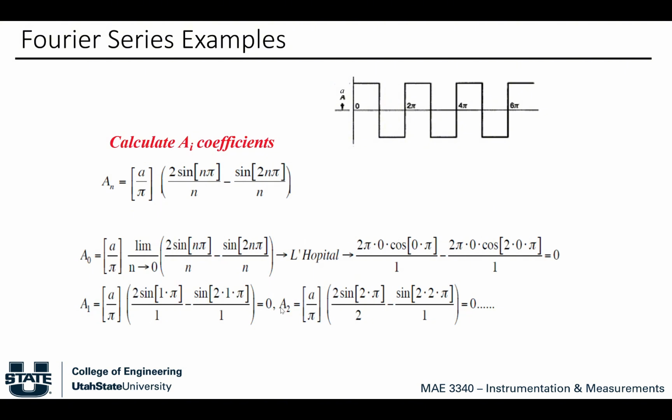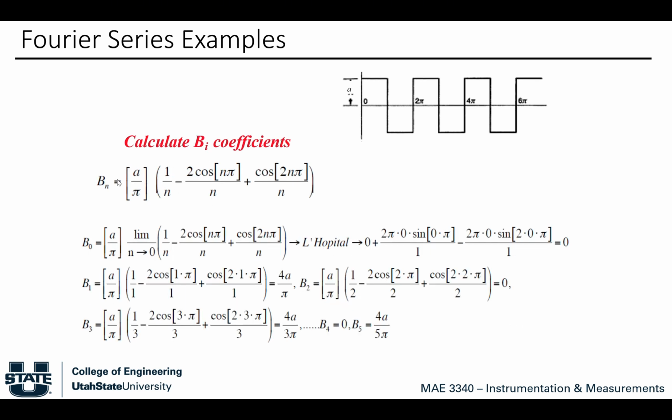We plug in all of our values, and we end up with a 0 because we have 2 sine 1 times pi over 1 minus the same thing. We end up with 0. A2, same thing. We end up with 0. So all of these, you can see we've got a pattern. You could do 3 or 4 more and just make sure that that pattern still exists. But essentially our A coefficients are all going to be 0.